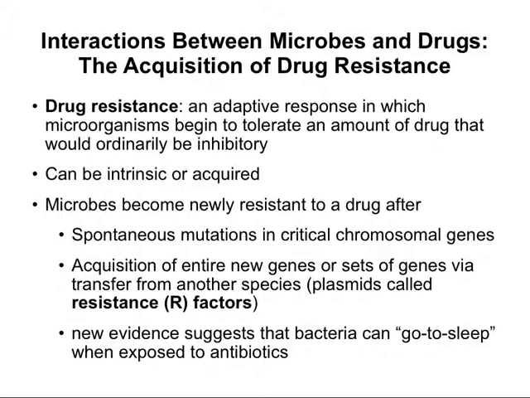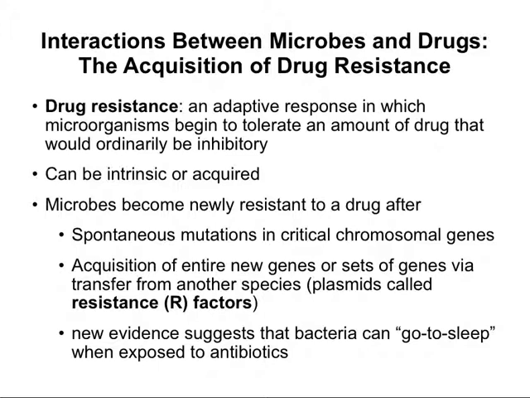Drug resistance is an adaptive response in which microorganisms begin to tolerate an amount of the drug that would ordinarily be inhibitory. This resistance can either be intrinsic or acquired. Intrinsic resistance comes about because bacteria that produce antibiotics need to have resistance to the antibiotics that they produce. So that makes sense. Acquired is the kind we're really worried about, where we had previously sensitive bacteria that are now resistant. So that's going to be the focus of what we're covering when we consider drug resistance.